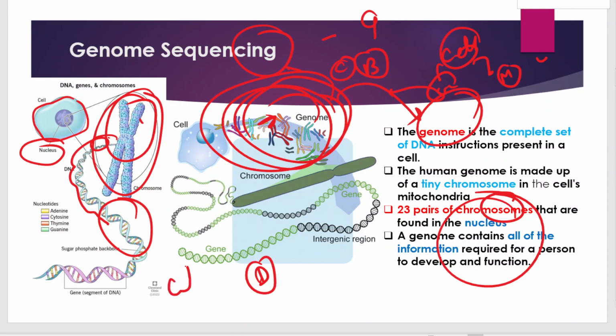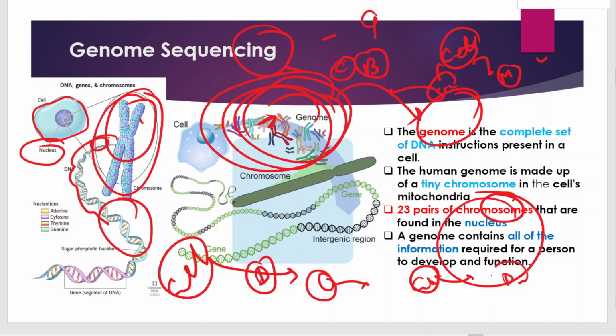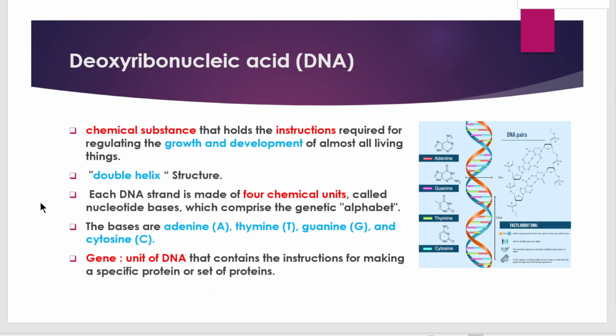So we have a cell, and we have a nucleus, and within the nucleus we have the chromosomes, and within the chromosomes we have the DNA. When we enlarge DNA, a specific portion of DNA is known as a gene. When we explore the DNA we will observe a certain pattern, and this pattern is known as the double helix structure. The bases are A, G, T, C, for humans, that is adenine, guanine, thymine and cytosine.